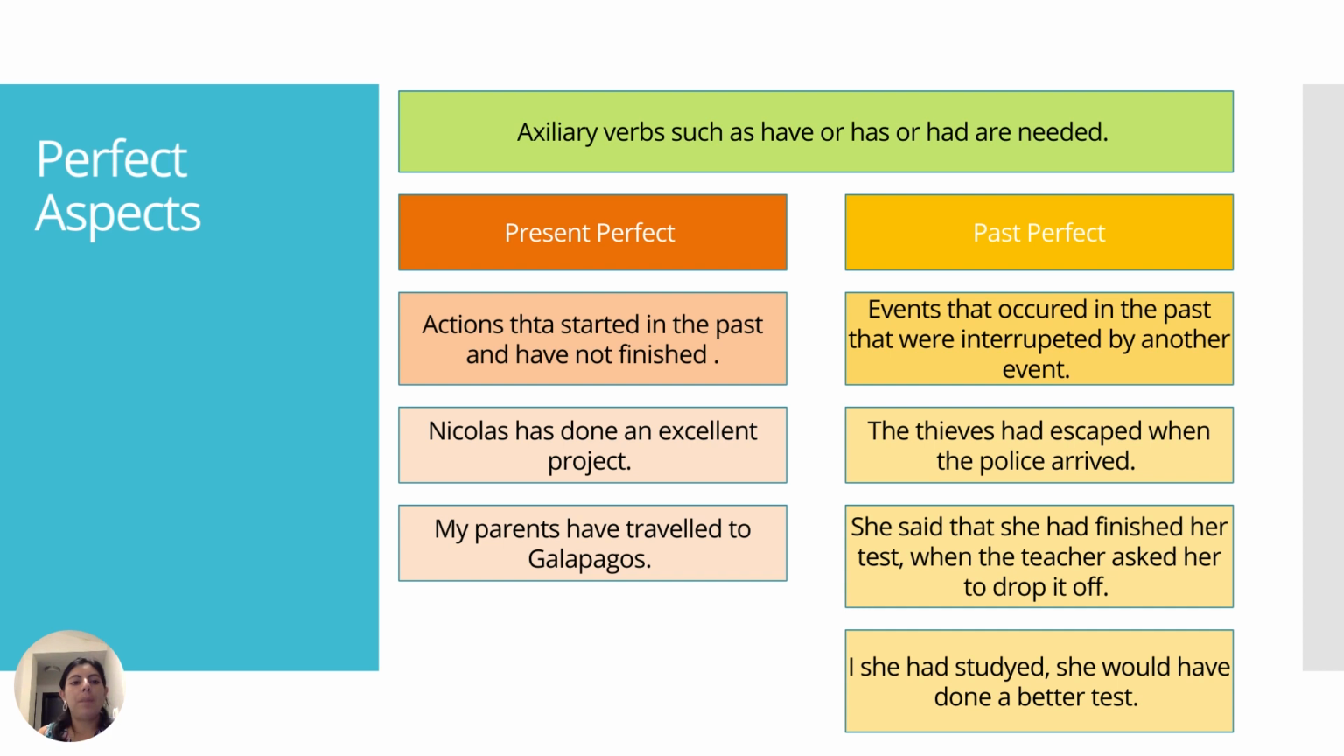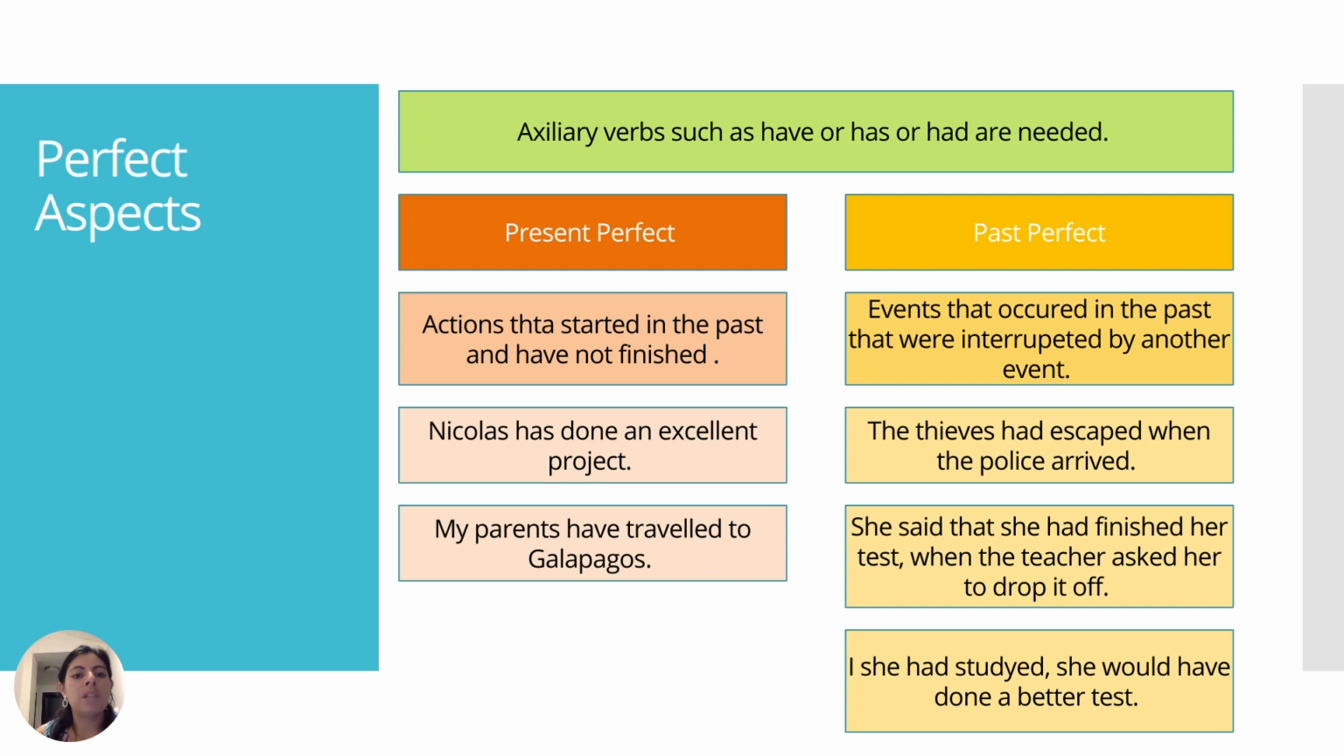Then we have the perfect aspect. In this case, we have the auxiliary verbs like have, has, or had when we are talking about the past. In the present perfect, for example, we have actions that started in the past but have not finished. That is to say that they can continue maybe at another time. We don't know exactly when, but it is something that is going to be done sometime.